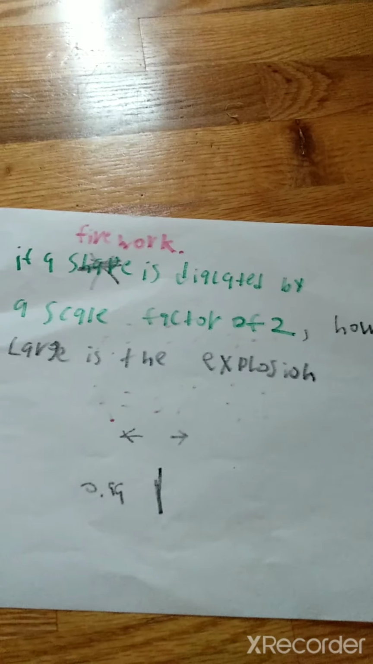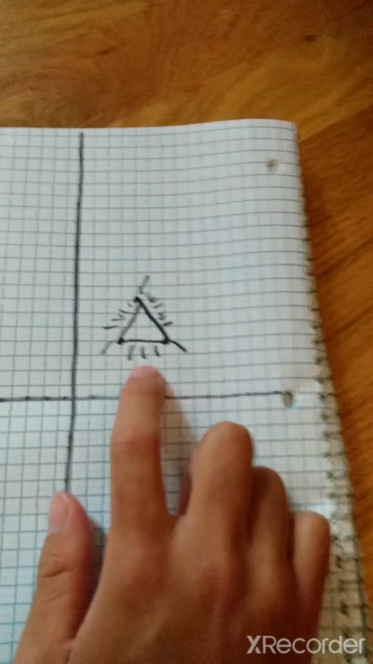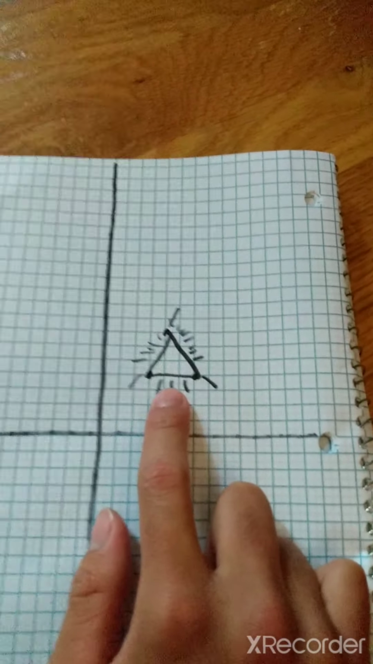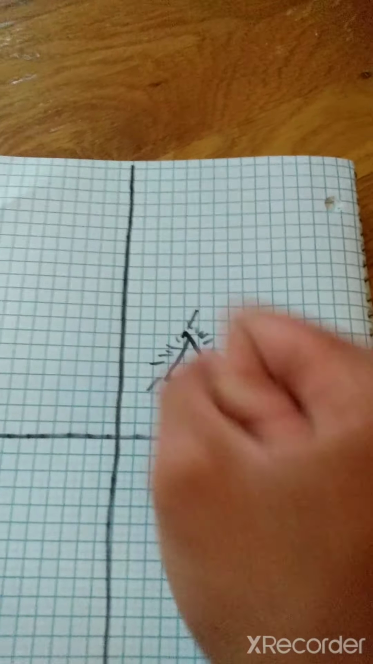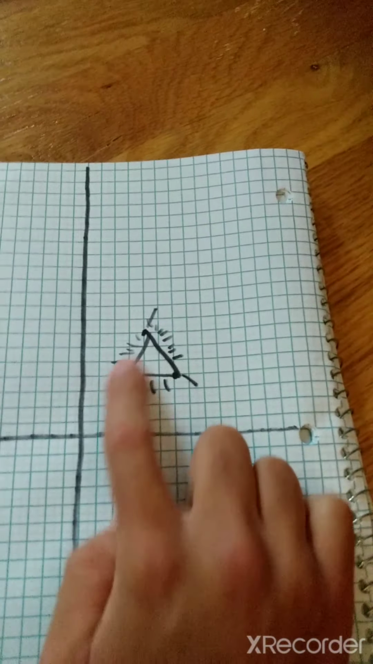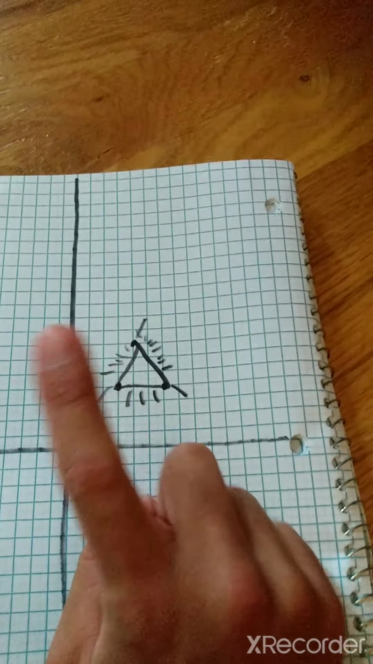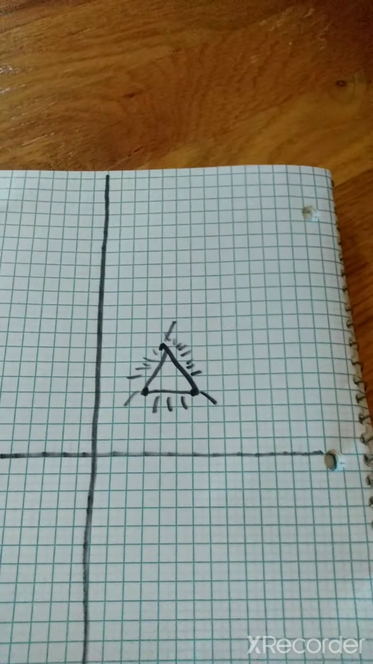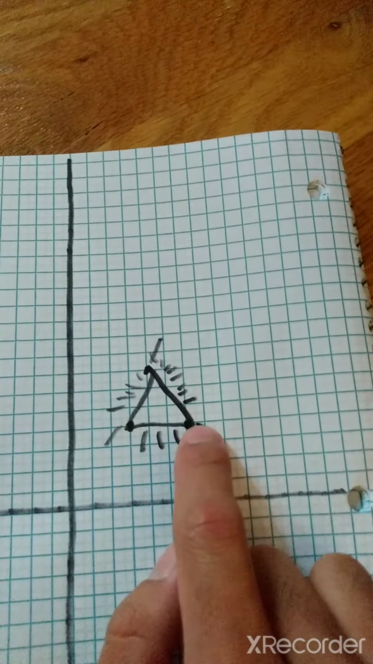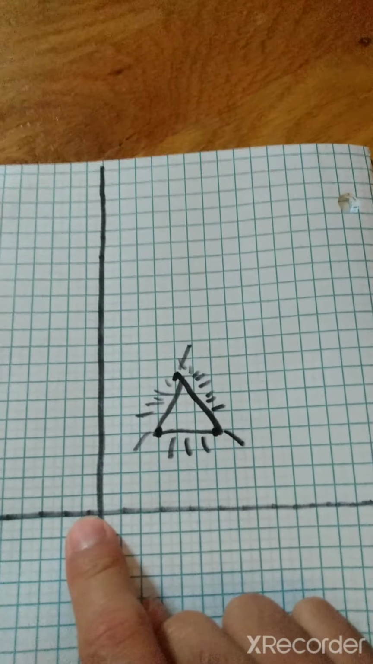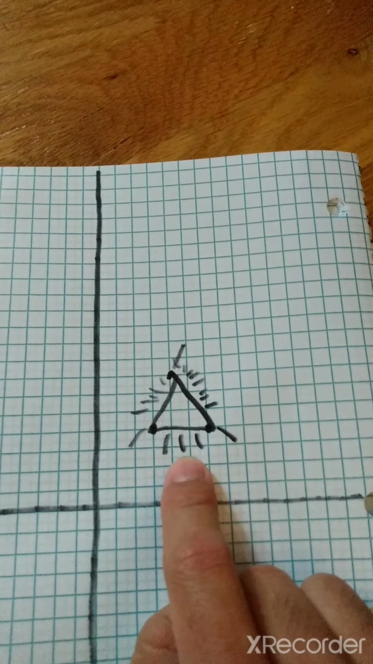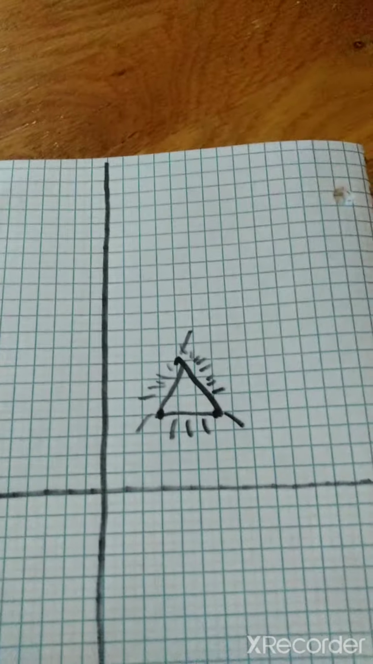So we're going to dilate the shape by a scale factor of 2, so it's going to grow. This is going to represent the firework we saw in the video. The first step is to find each of the corner points on the graph. Then we'll be able to understand what to do next.